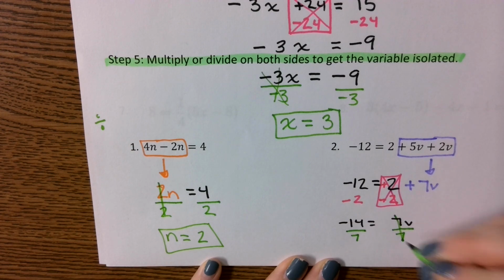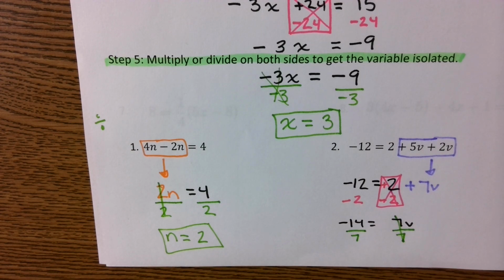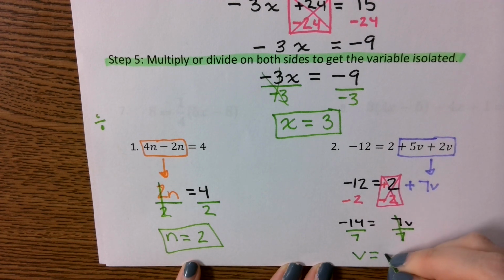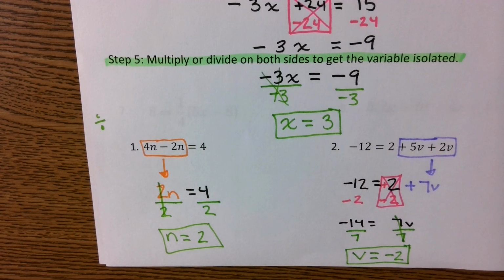Okay? Negative 14 divided by 7? Negative 2. I could write negative 2 is equal to v. I usually like to write v is equal to negative 2, though. I like to always put my variable written first. But if you write negative 2 is equal to v, it's perfectly fine. Any questions?